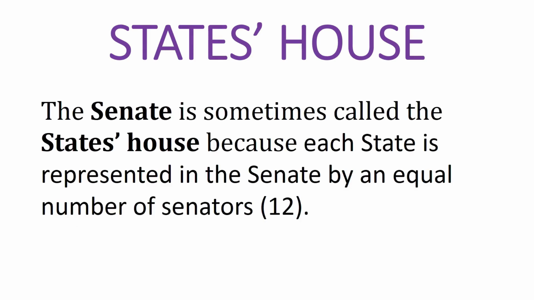Finally, another name for the Senate is the States House. This is because each state is represented in the Senate by an equal number of senators, that is, 12 senators. This is different from the House of Representatives. The more populous states, such as Victoria and New South Wales, have a larger number of electorates. And that's because electorates are constructed so that they contain roughly equal numbers of voters. Because Victoria and New South Wales have much larger numbers of voters, they have more electorates.